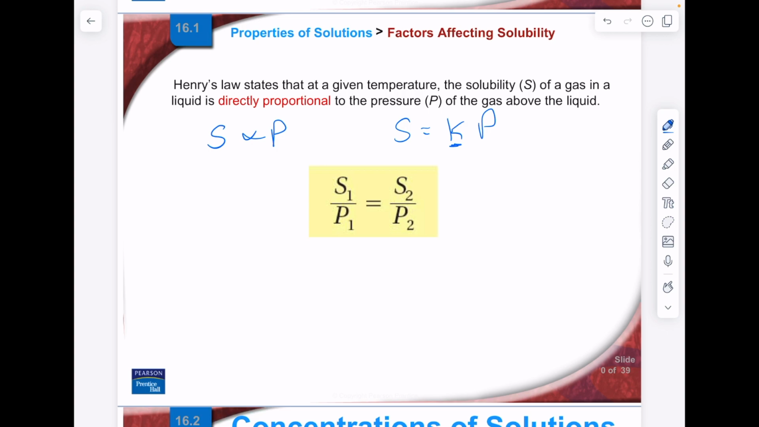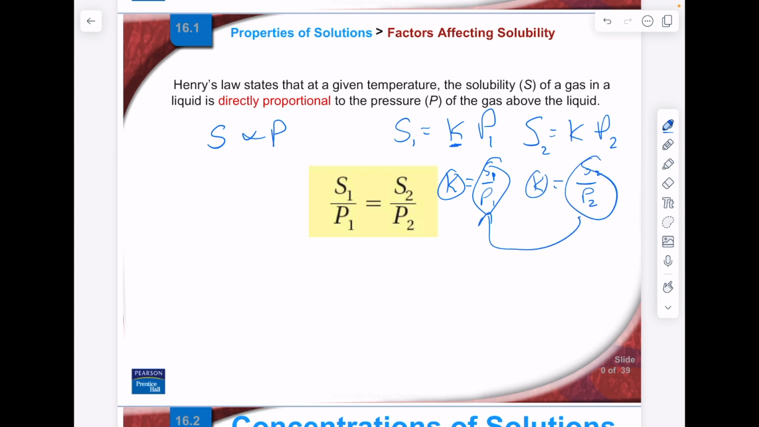So just like you did with the gas laws, if I have one solubility at one pressure for a gas, I'm going to have a different solubility at a different pressure. So I can solve this first equation. K is going to equal S1 over P1. And K over here is going to equal S2 over P2. And now I can use a transitive property of equality. If A equals B and B equals C, then A equals C, and that's what you have right here.